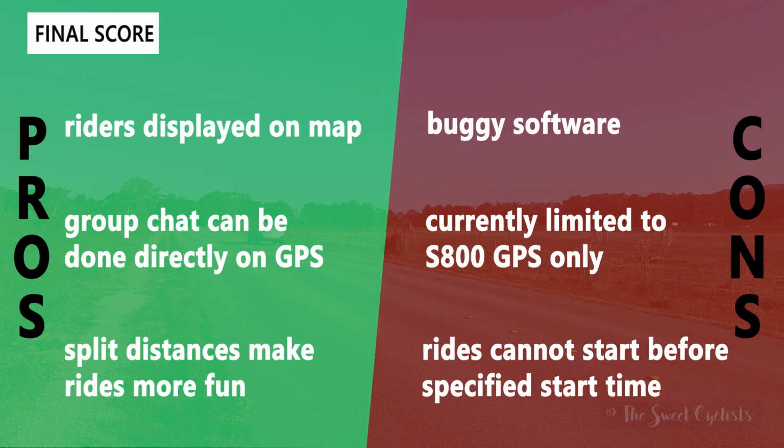Some of the cons for the feature is the fact that it's quite buggy, so it doesn't really always work the first time, you have to enter and exit, but hopefully that'll be fixed in future versions. It's also limited to the S800 GPS only currently, which means you have to convince a lot of people to spend $400 on a computer. But again, that should be extended to some of their other models. And rides can't be started before the specified start time, which seems like an arbitrary limit. There should be a way just to start it early in case your schedule changes.